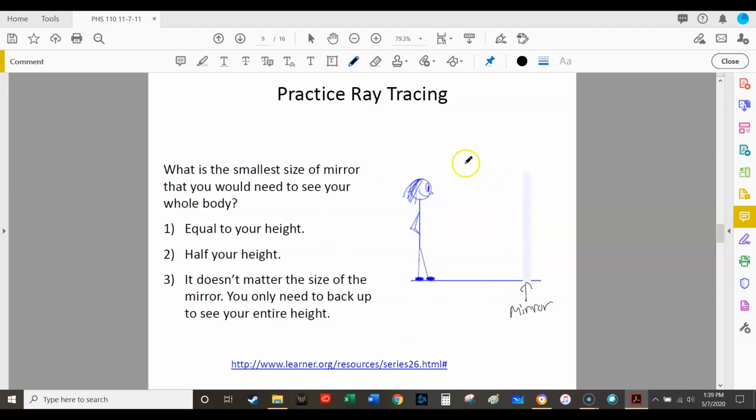Okay. Do you need a mirror equal to your height? Do you need a mirror half your height? Or does the mirror size even matter? Is it just more of a point of distance to the mirror? Any size mirror will allow you to see your entire body in it. It's just you need to back away from the mirror or walk towards the mirror. So I want you to pause the video and then answer this question, okay?